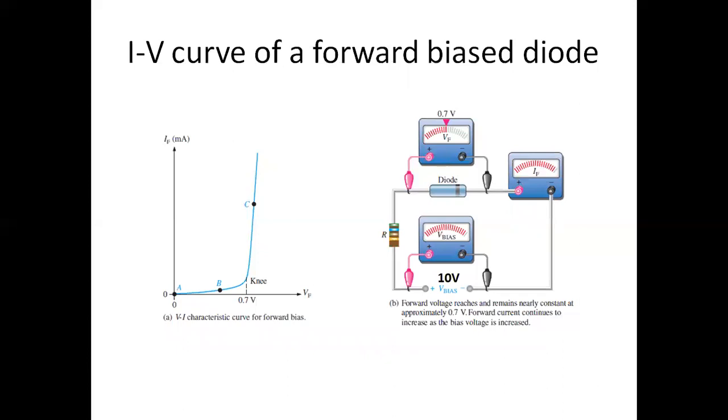Past that, once you increase the voltage past that value, then what you realize is current suddenly increases. So current increases more than the voltage is increasing. So that is the threshold we say is necessary to be exceeded for the diode to be forward biased.